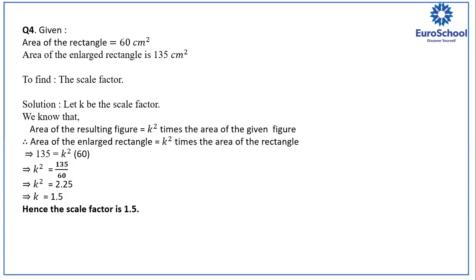We'll use the same formula. Area of resulting figure is equal to k square times area of the given figure. So 135 is equal to k square times 60. K is my scale factor, I have mentioned there. And k square is equal to 135 upon 60. K square is 2.25. So k is equal to plus minus 1.5. And the scale factor can't be minus 1.5. So it's 1.5 because it's a case of enlargement. So it's a positive 1.5. Okay?